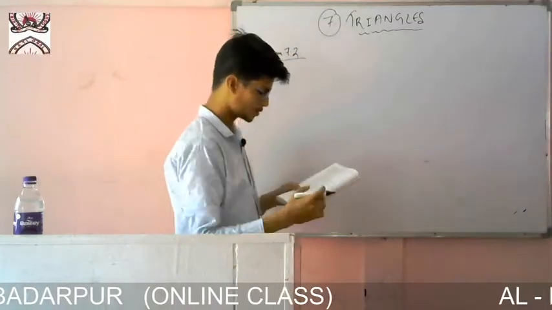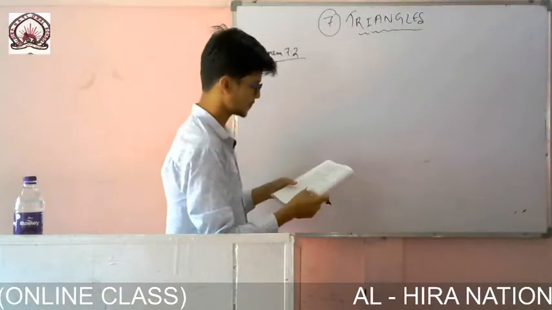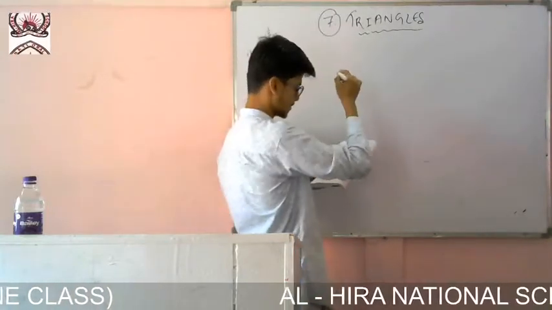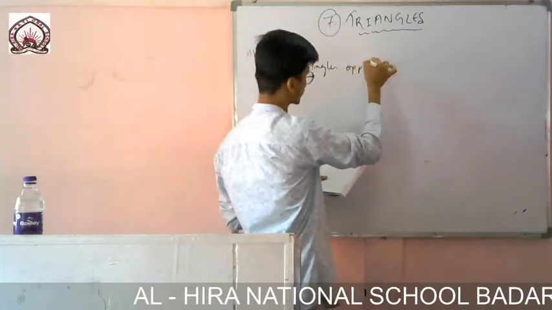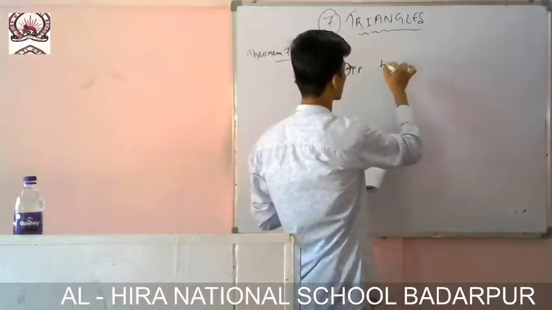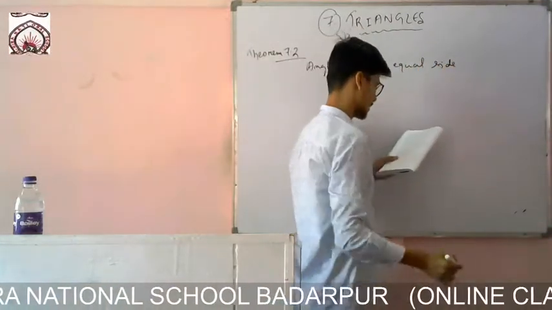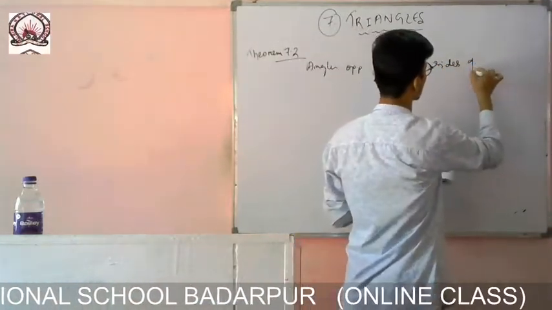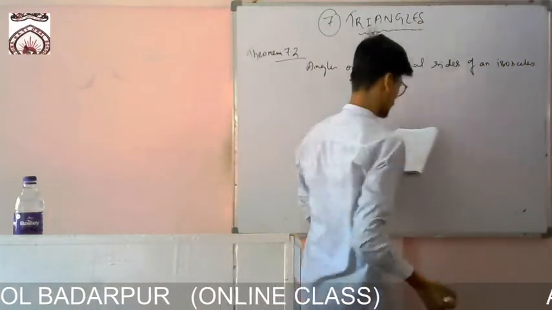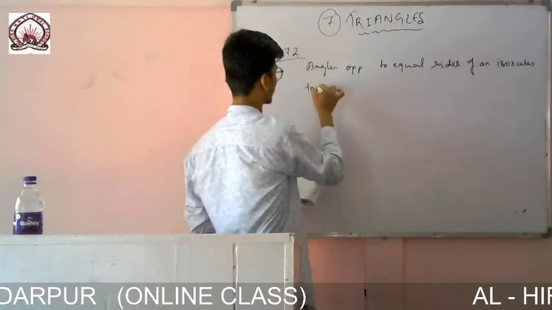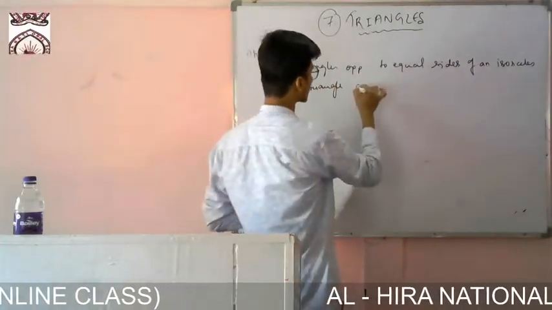I will not do the whole one, it is there very nicely. I will just highlight the parts you need to know. So the theorem is: angles opposite to equal sides of an isosceles triangle are equal.